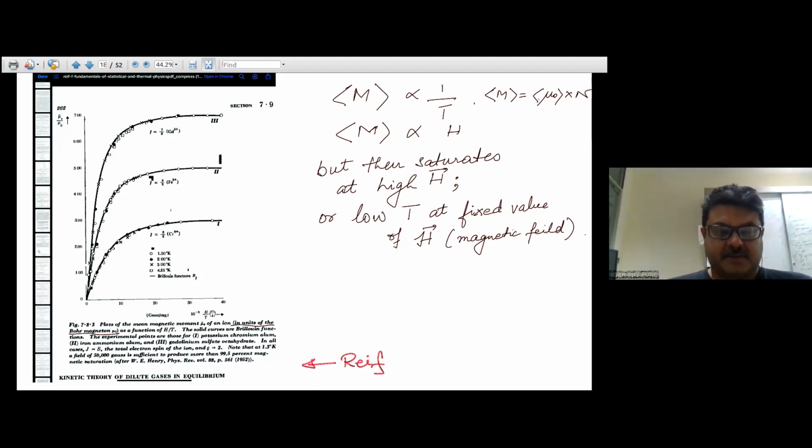And finally, what has been plotted is the externally applied magnetic field H, or for the rest of the calculations, I shall replace it by B, divided by temperature. So that's the external magnetic field by temperature. Now, these samples, when H is 0, show no magnetic moment.